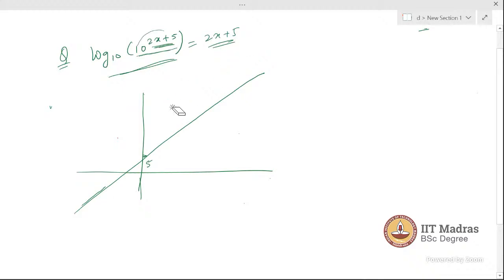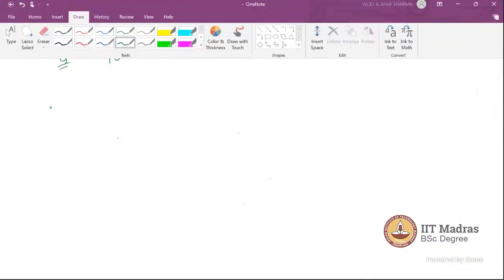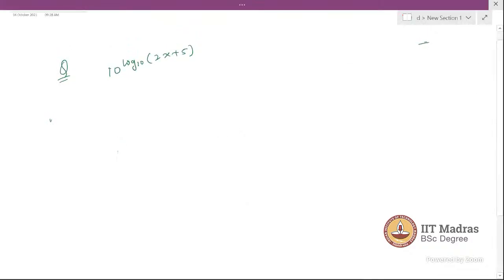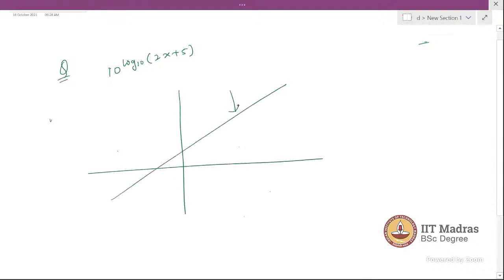Okay, now comes another part. Now I have another thing, 10 to the power of log 10 of 2x plus 5. Okay, so now let's go with this. How will the graph look for this one? Is it this one again, 2x plus 5? All of you?